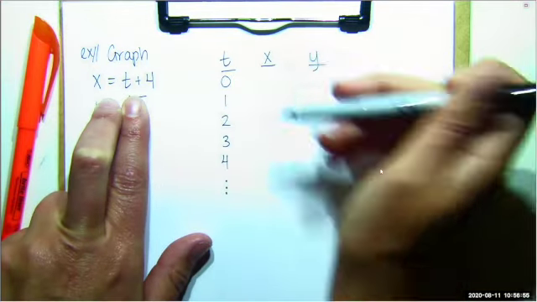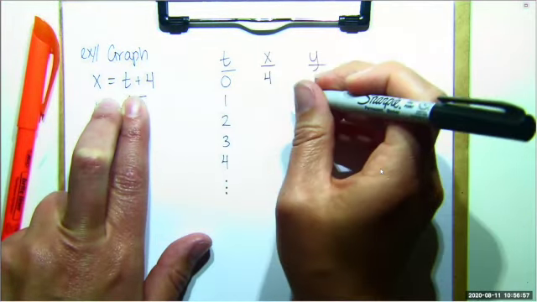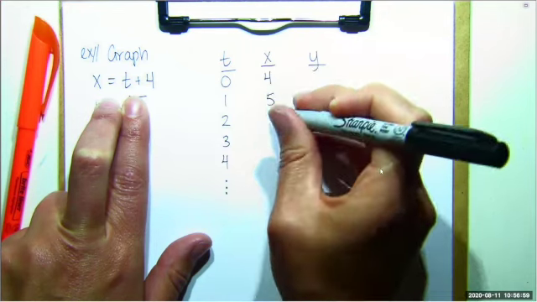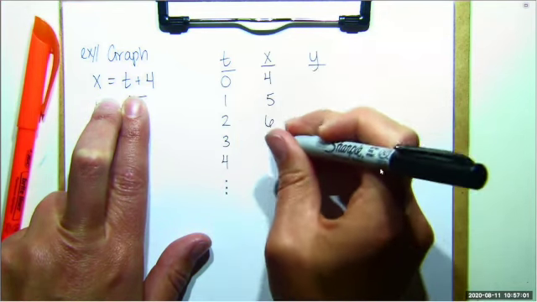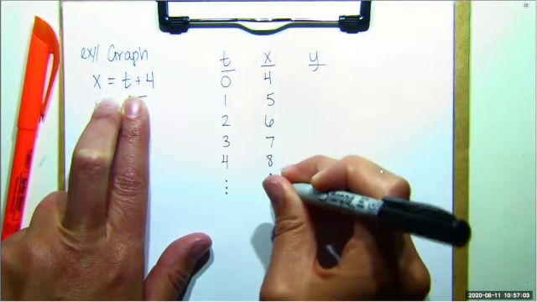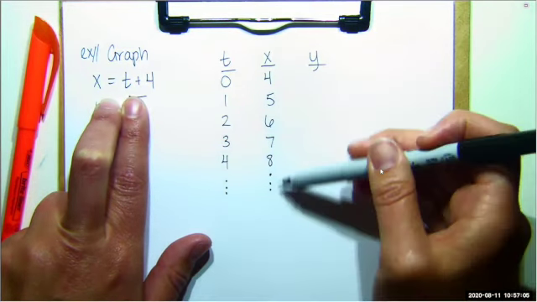So when t is 0, that makes x 4. When t is 1, x is 5. When t is 2, x is 6, 7, 8, and I'll put an arrow to remind myself this continues only in this direction.